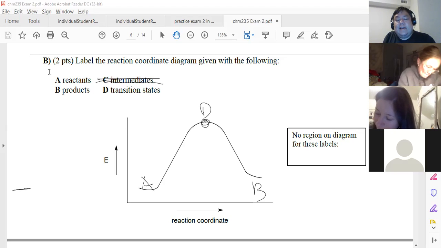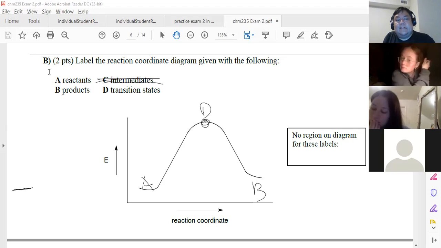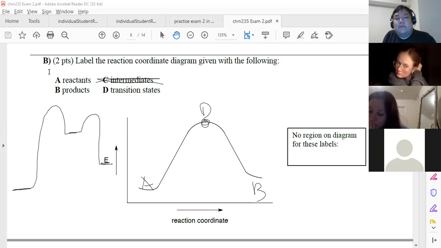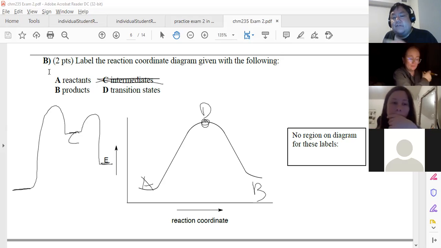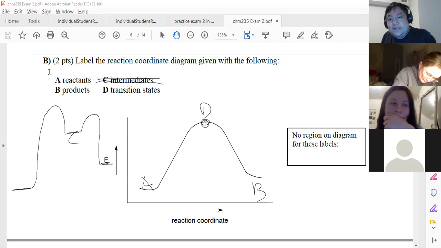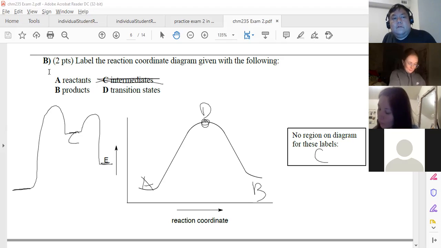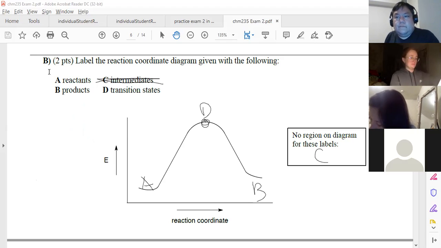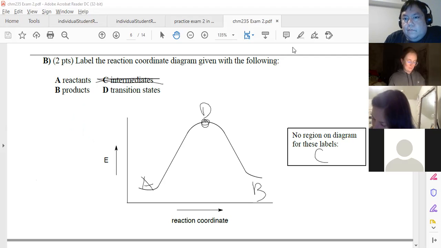If you had an intermediate, it would be like this: one hump, second hump, like that. So it would be between two humps, and neither the reactant nor the product. That's what an intermediate is. This is what C would be, but you don't have one here, so all you have is A, B, and D. All good? Mm-hmm. That is C. There is no intermediate in this diagram here. Questions on that one? Mm-mm.